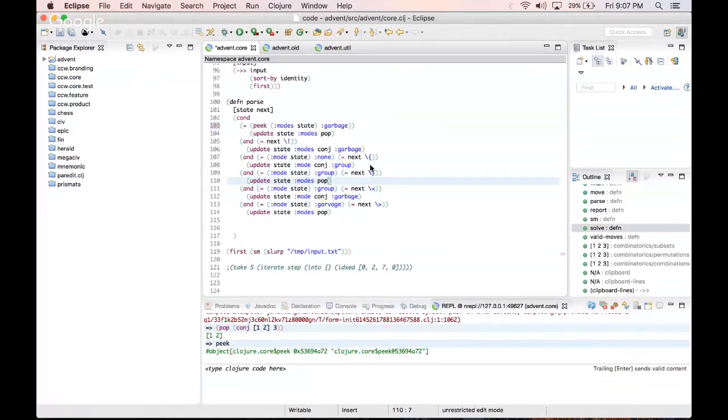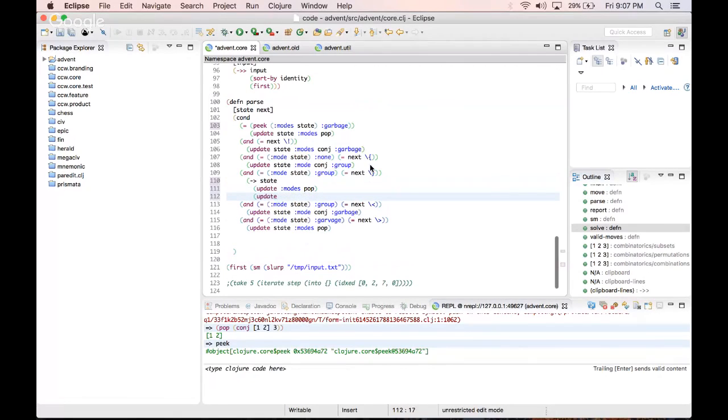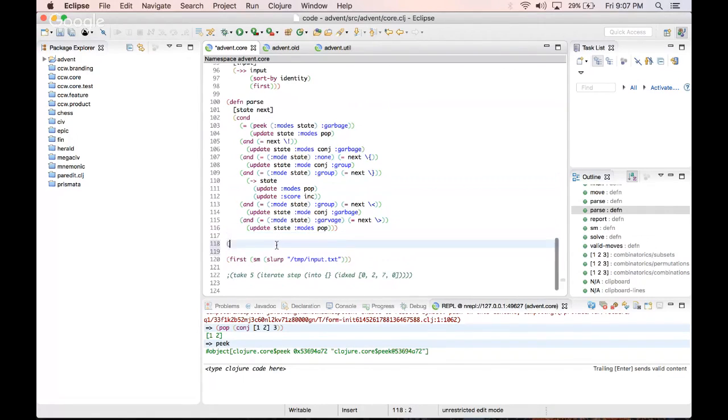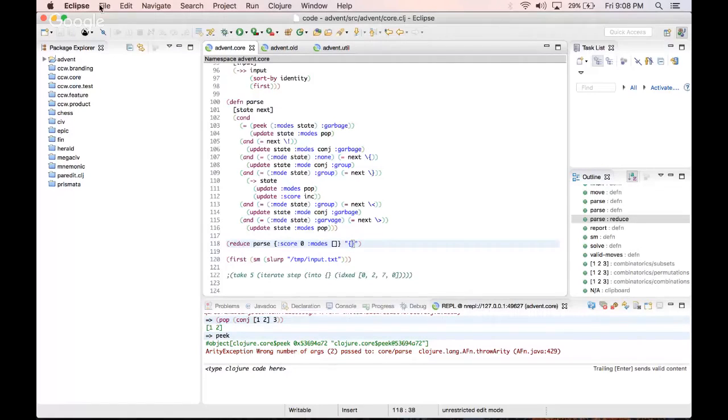All right. So basically this implementation becomes: take the state, update modes with pop, update score by incrementing it. And then when we call this, I'm going to say something like reduce using parse, starting with score of 0 and modes of nothing. And if we give it a string like this one here, then wrong number of args passed.